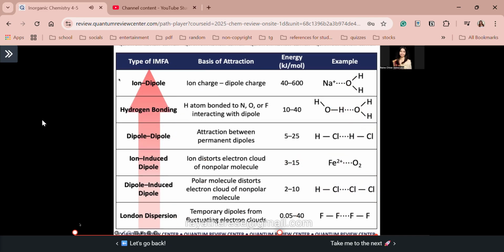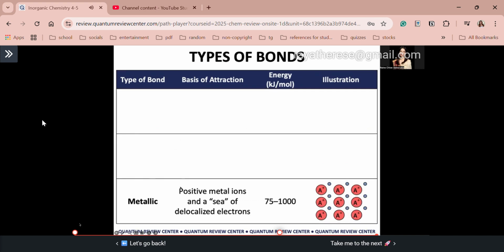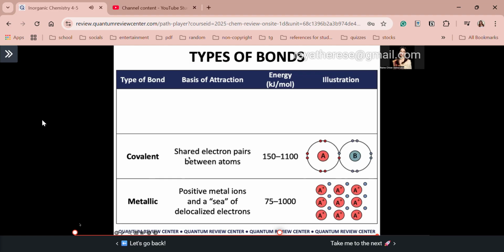Okay? And to summarize what we have learned in our chemical bond crash course, these are the types of the intramolecular forces. So, metallic bond, its basis of attraction is the positive metal ions and the sea of delocalized electrons na nag-iikot around the positive metal ions. And this is what it looks like. Okay? Next is the covalent bond, which involves the shared electron pairs between atoms. Okay, so again, sharing of electrons. Now, it has a greater energy compared to metallic bonds. So we can say that covalent bonds are stronger than metallic bonds.